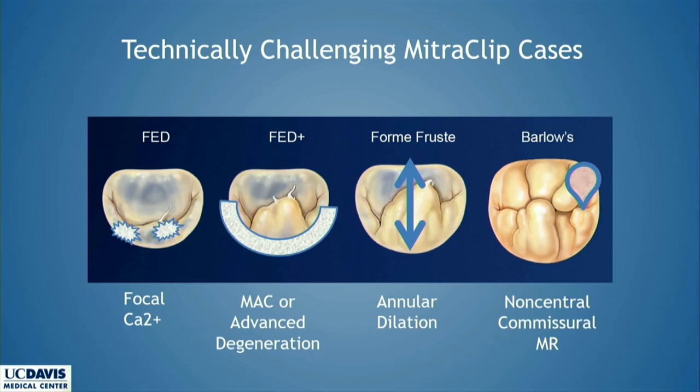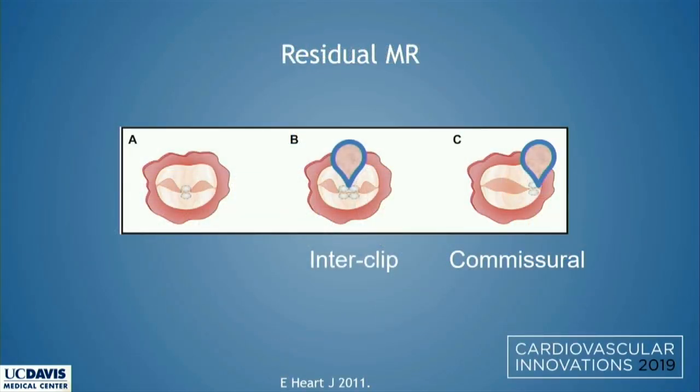There's focal calcium that gets in the way sometimes. There's severe annular calcification, degeneration. In addition to that, you can have these bileaflet, Barlow's, multiple segmented valves with commissural MRs, and all of them can be challenging, but you can put clips in there.